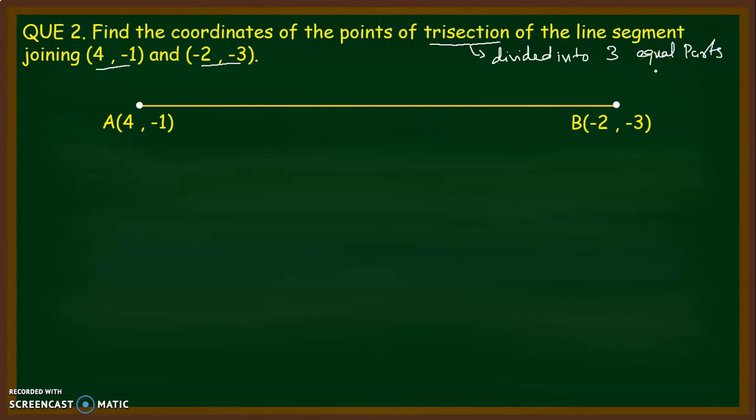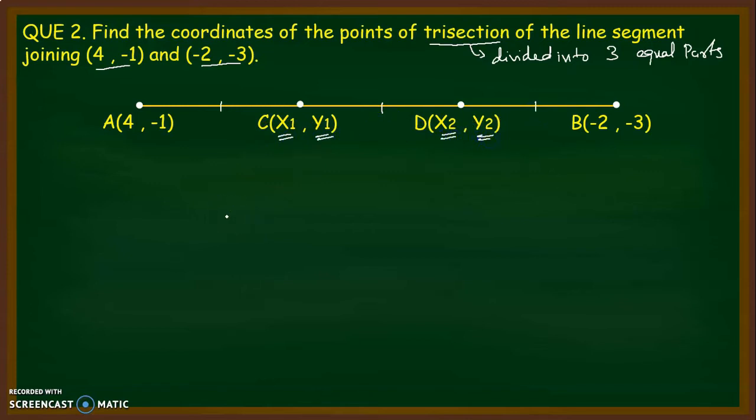So here this line AB will be divided into 3 equal parts by 2 points. First point C, that is (x1, y1), and second point D, that is (x2, y2). So those 2 points C and D will divide this line AB into 3 equal parts. Let's say this is the 3 equal parts. So here we want to find out the coordinate of point C and the coordinate of point D.